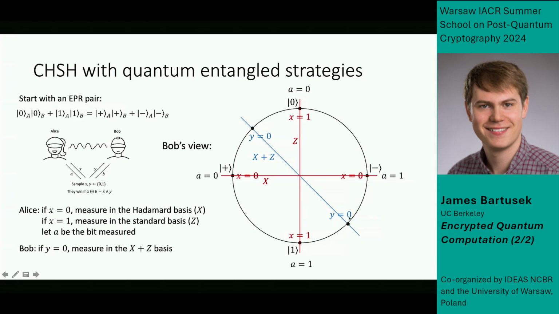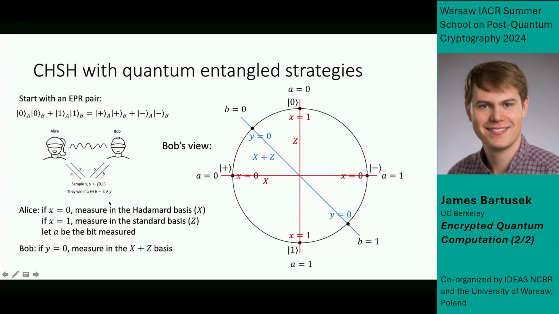So we can have Bob measure in this X plus Z basis. If he gets this outcome, he can assign that 0, and if he gets this outcome, he can assign that 1. Essentially, he's saying, if I have either the 0 or a plus state, I'm going to get this outcome, which is pretty close to both the 0 and plus state. This outcome is pretty close to the 1 and minus state. So it's somehow the optimal thing for him to do.